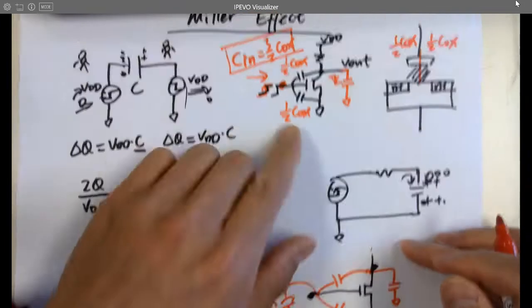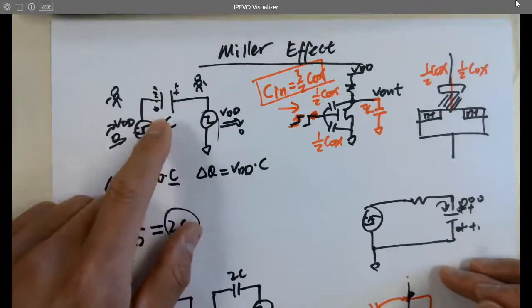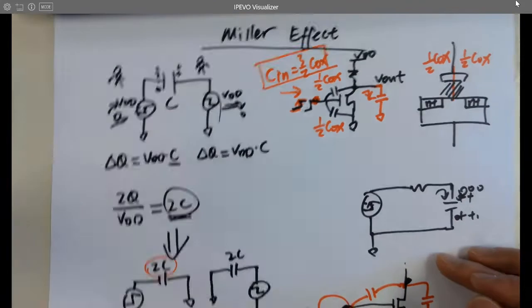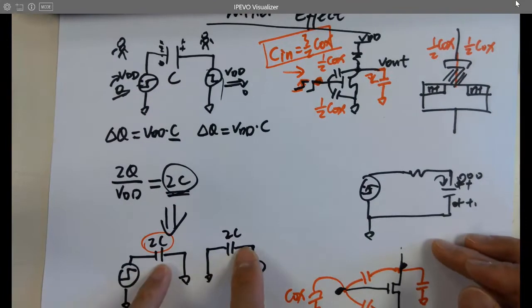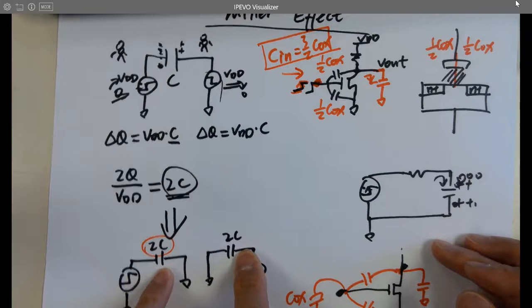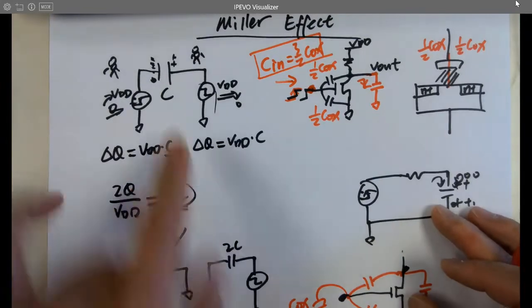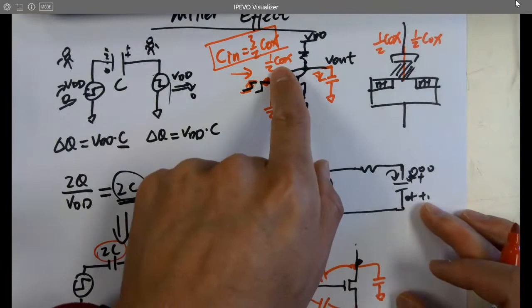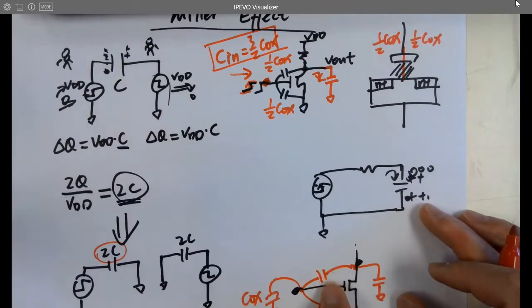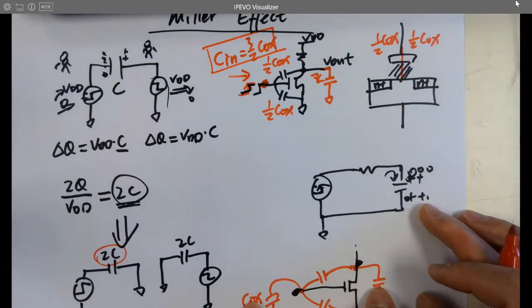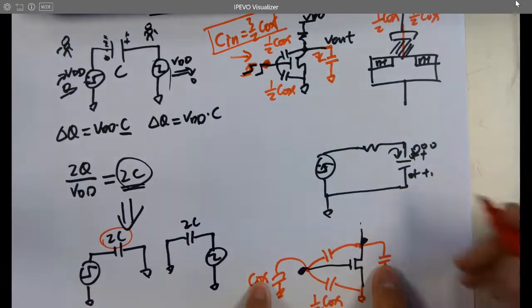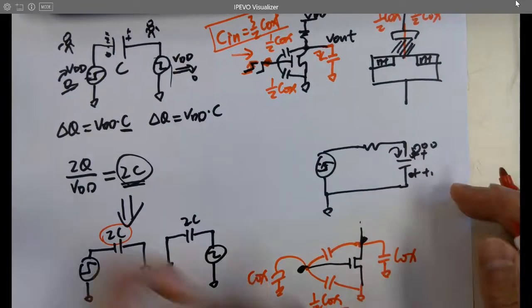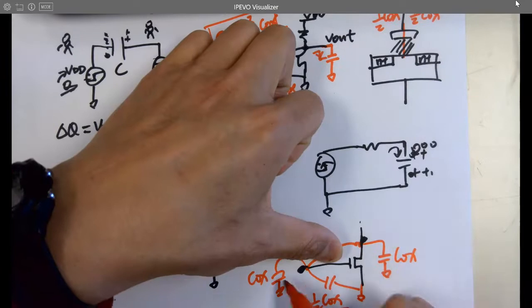So what's the capacitance here? Yeah, you got a half, right? You got a C here and 2C on each side, according to the Miller effect. 1C here and 2C on each side. You got 1/2 Cox here, so you got a Cox here. Make sense? Mm-hmm. So this will be replaced by these 2.